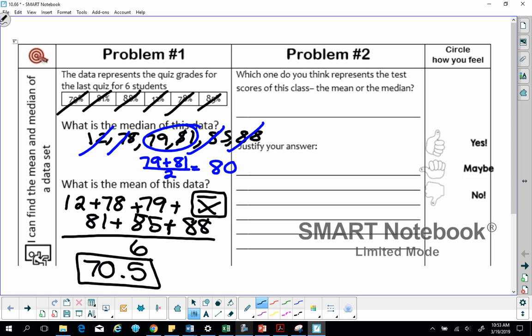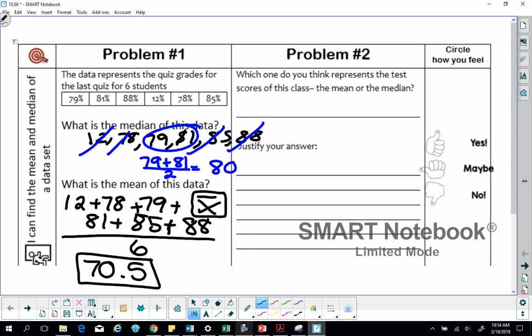Awesome. So now we're going over here, and this is what we're going to be working on today. It says, which one do you think represents the middle of the test scores of the class, the mean or the median? So we look at our scores. Which one is closer to what most of them are, 70.5 or 80? 80, right? 70.5 is way lower than most of those scores.